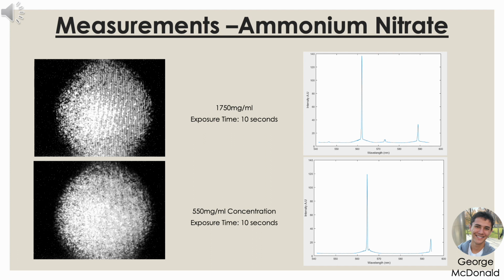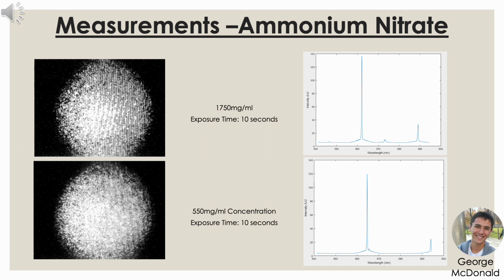Now, comparing the intensity levels for different concentrations with ammonium nitrate, again, the exposure time is kept the same, and we have two separate concentration levels. All of them were prepared with 1750 and 550 for each chemical. It's not as immediately obvious as before in terms of the brightness of the fringes themselves. If you look at the top left image, that's the 1750 milligram per milliliter fringes for ammonium nitrate, and compared to the bottom, just based off of observation, they look pretty much the same.